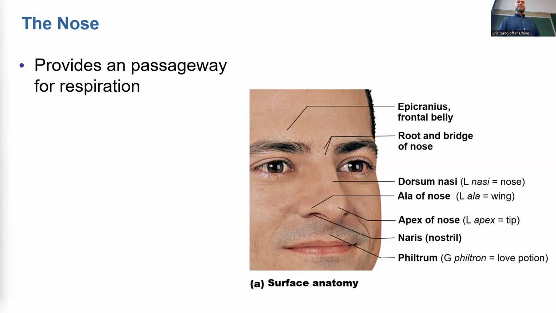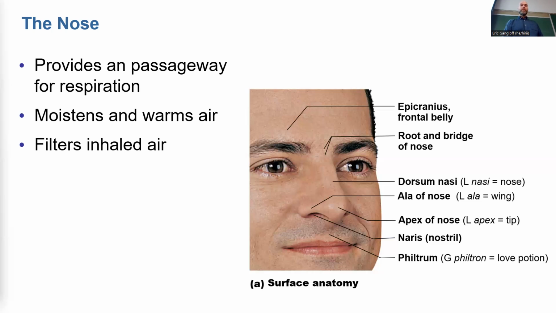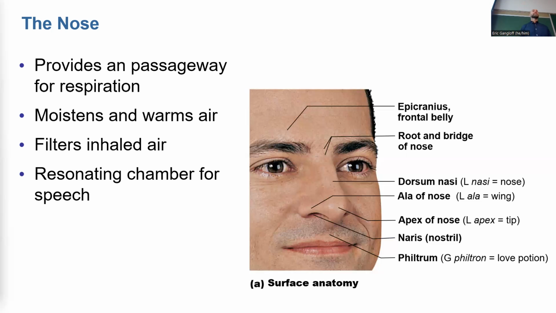So the nose is important because it provides a passageway for respiration. As I mentioned, when the air enters the nose, it is moistened and warmed and also filtered. And also your nose is important for speech production as well. This is why if you have a cold and you're stuffy, your voice sounds a little funny. That's because part of the vibrations produced as part of speech resonate in the nose. And so when that is blocked or altered, your voice will sound different.